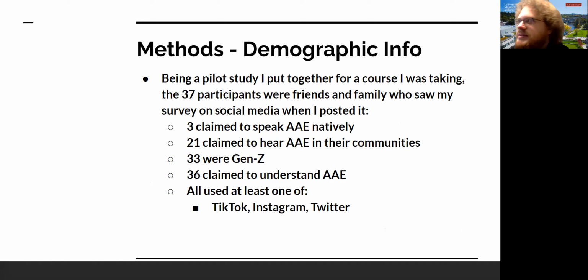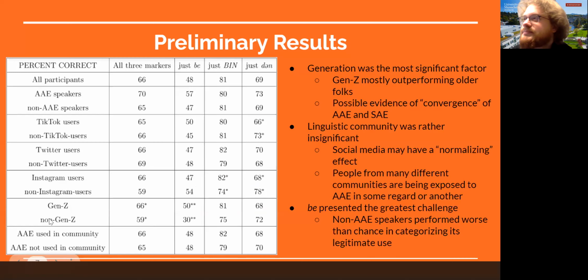So I had 37 participants. They were just friends and family who saw me post it on social media and were kind enough to lend a few minutes of their time to take it. Of those 37, 3 claimed to speak AAE natively, 21 claimed to hear it in their communities, 33 of them were Gen Z, not that surprising because I'm 20, 36 of them claimed to understand AAE, so only one of them claimed to not understand it, and every single person used at least one of TikTok, Instagram, or Twitter. These 3 platforms are well known for having users who co-opt AAE terms.